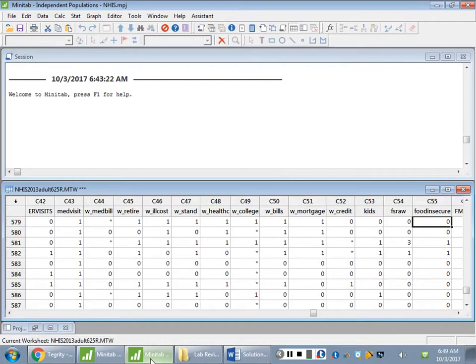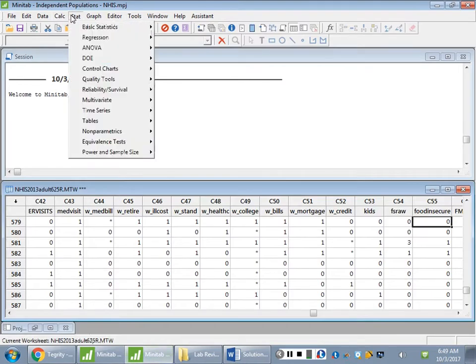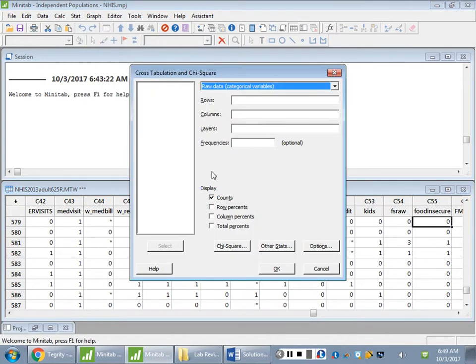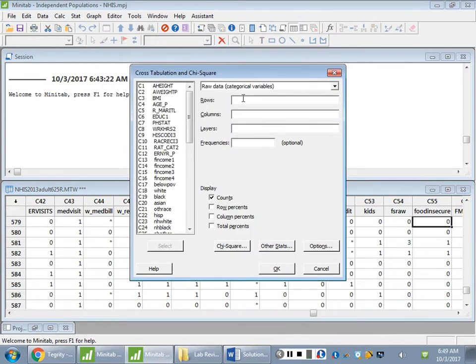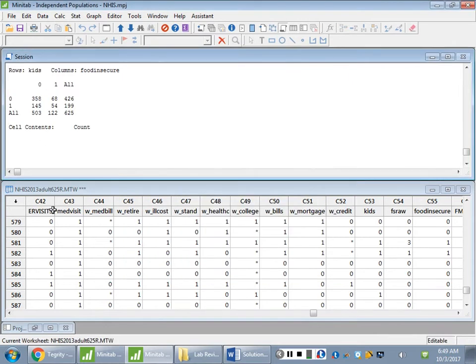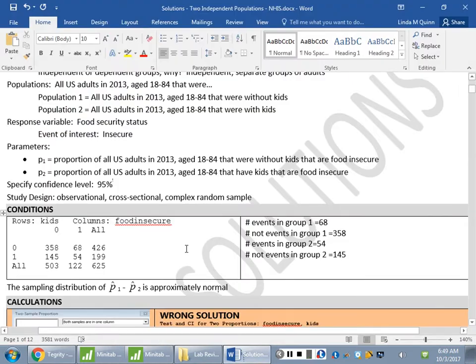In Minitab, we're going to go up to Stat, Tables, Cross-Tabulation, and chi-square. We're going to put the explanatory variable on the row, so in that case, it's kids. And we are putting the response variable on the columns, food insecure. And we're getting the counts. So that's the table that I have here in my solution key.